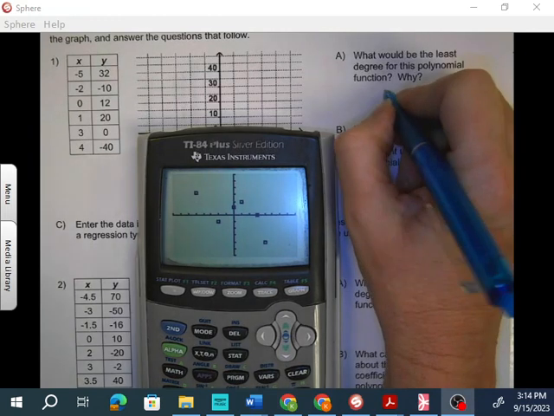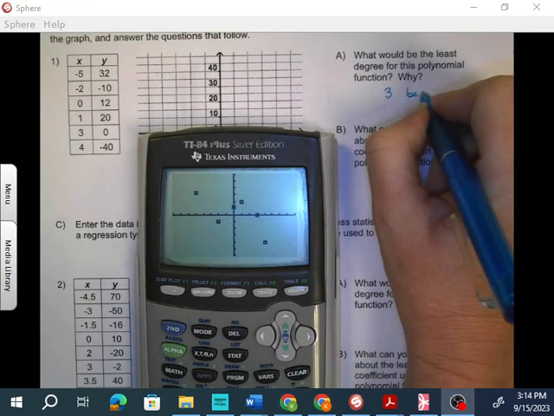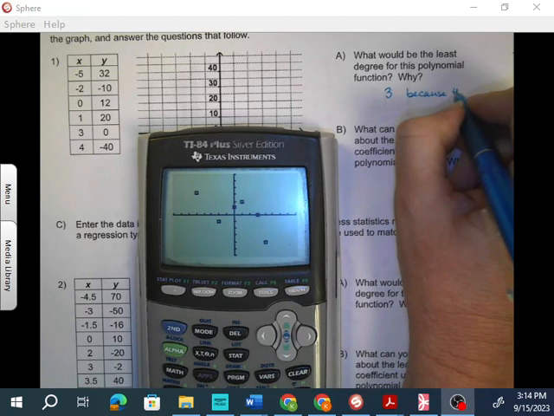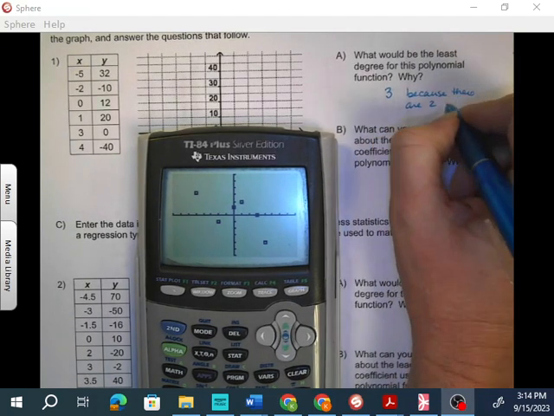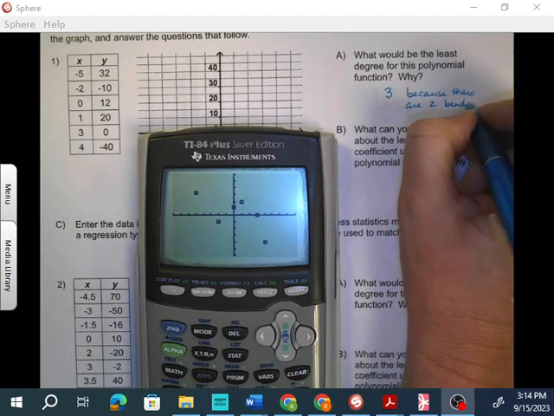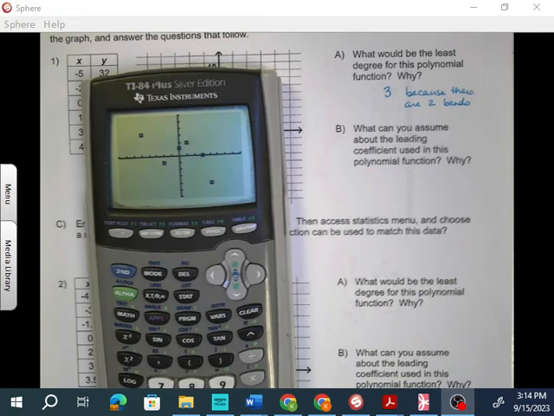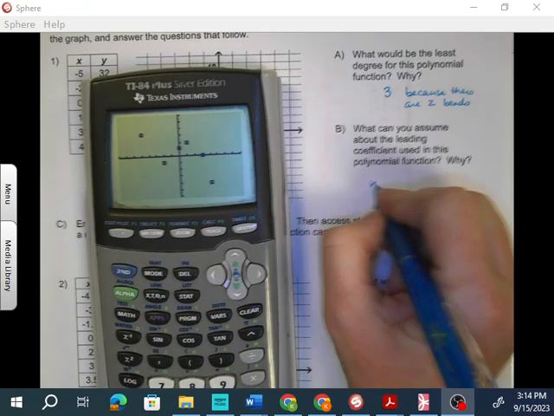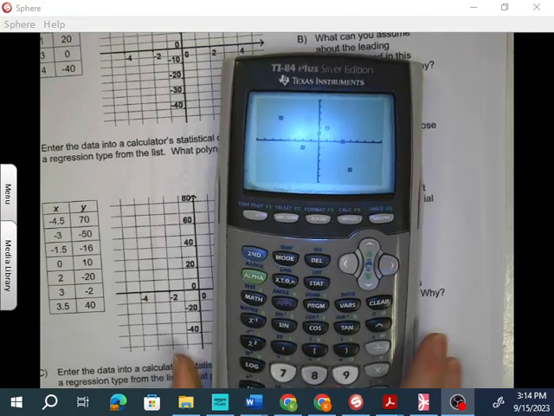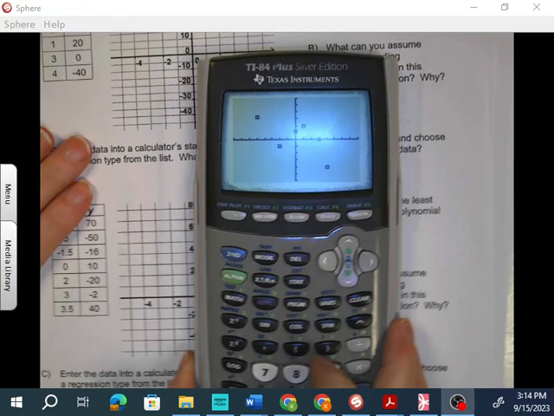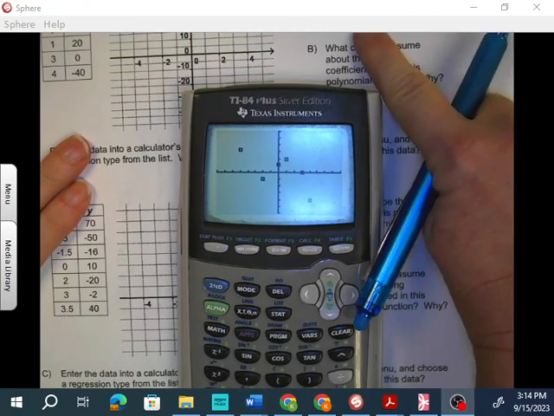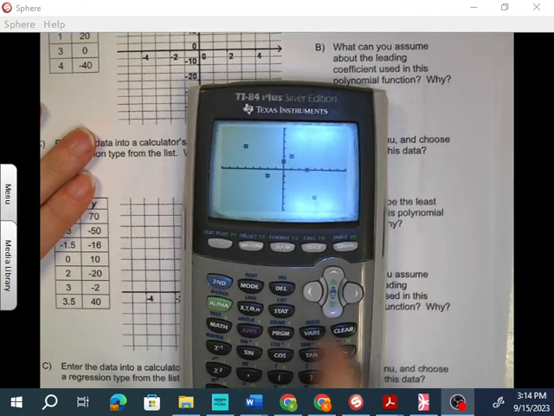It's 3 because there are two bends, or 2 bumps, or 2 turns, whatever you want to call them. And we already said this about the lead coefficient: it has to be negative because it's falling to the right. Now, here's where I wanted to show you something, and then I'll let you do number 2 on your own. Remember, we're going to do a regression, and because we think it has a degree of 3, what kind of regression am I doing?